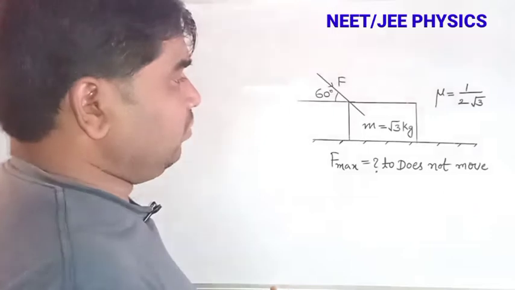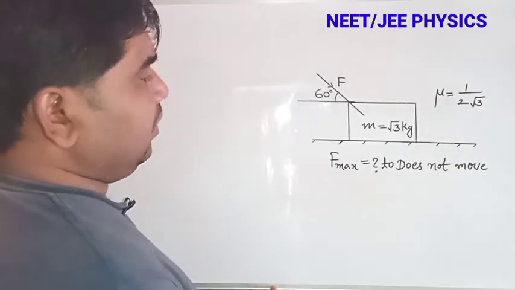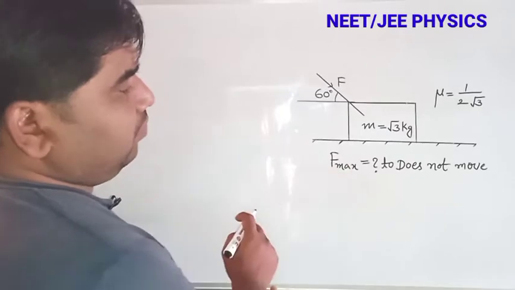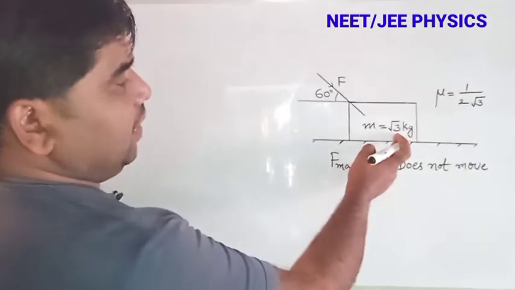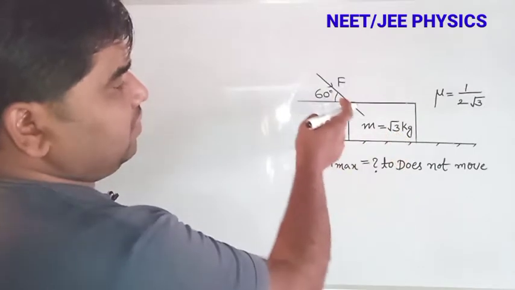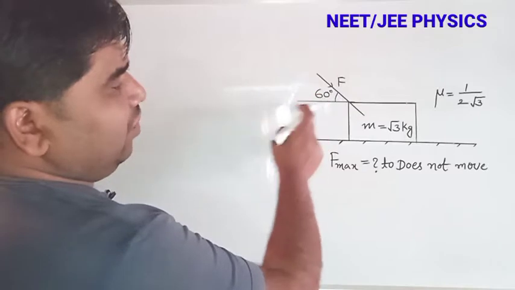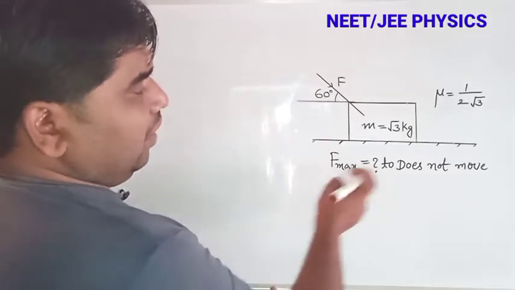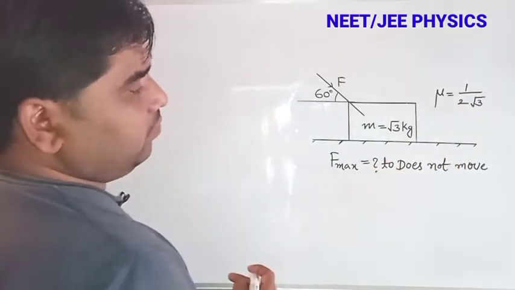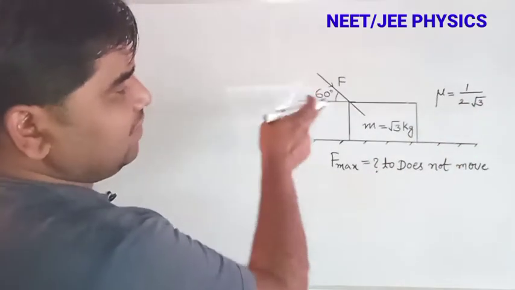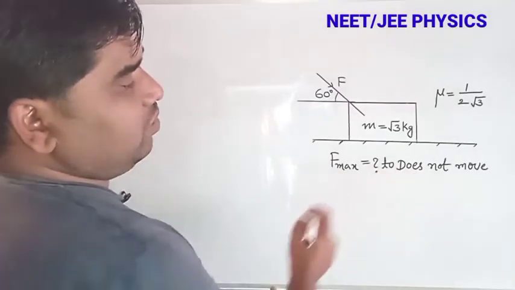Hi, today we are going to discuss one IIT problem from Newton's laws of motion. Look at this diagram. This is a block of mass root 3 kg, and a force F is acting on this block at a 60-degree angle with the horizontal, and the coefficient of friction mu is 1 by root 3. What is the maximum force we should apply so that it doesn't move?